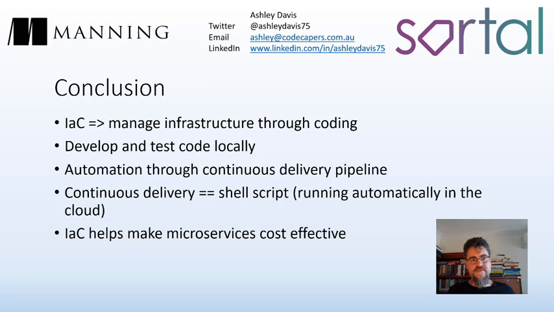So that's it from me for today. In conclusion, I'd just like to sum up by saying infrastructure as code is just a way to manage infrastructure through coding where you can automate it. You can develop and test your code locally, and the automation happens through a continuous delivery pipeline, like what I've demonstrated today in Bitbucket Pipelines. If there's anything I want you to take away, it's that continuous delivery, the way I think of it, is just running a shell script automatically in the cloud. There's nothing particularly complicated about it.